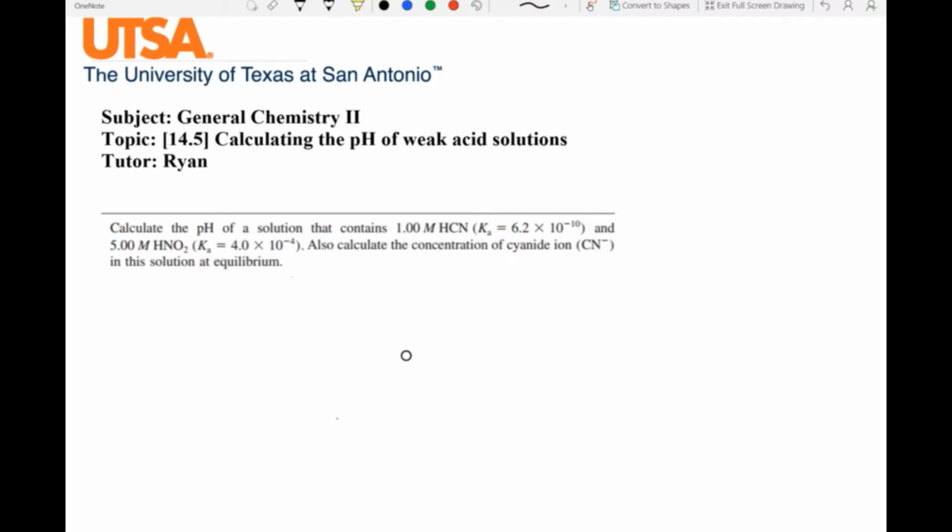I work here at the Tomas Rivera Center, and today we're going to be covering a General Chemistry 2 problem. It's topic 14.5, and it's going to be calculating the pH of a weak acid solution.